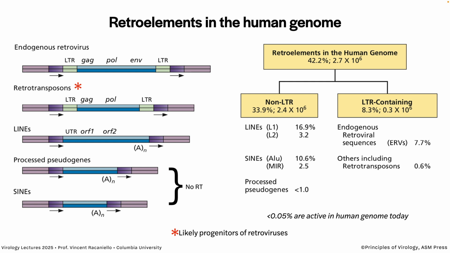So let's go through those. On the top is an endogenous retrovirus. About 7% of our genome, 8% of our genome are endogenous retroviruses, which means remnants of previous retroviral infections, okay? Then we have retrotransposons, which have 0.6%. These are probably the progenitors of retroviruses. So they have LTR and GAG and POL, but no envelope. So these can't make virus particles.